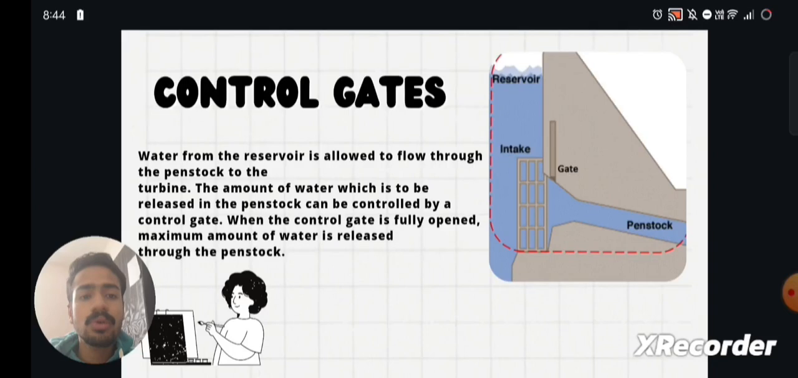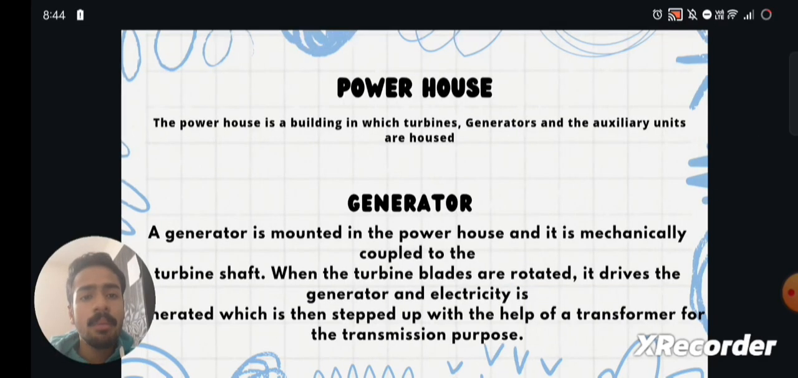Water from the reservoir is allowed to flow through the penstock to the turbine. The amount of water which is to be released into the penstock can be controlled by a control gate. When the control gate is fully open, the maximum amount of water is released through the penstock. Powerhouse. Powerhouse is a building in which turbines, generator and auxiliary units are housed.